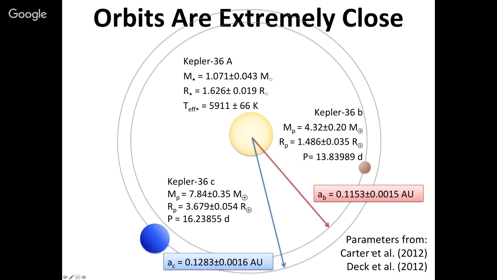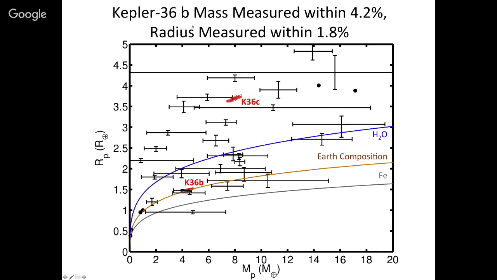And so I've been collaborating with Josh Carter and Kat Deck and Jack Lissauer essentially to revisit this record-holding planet system, to use the full baseline of Kepler data collected since these initial discovery papers to try to further refine the measured planet masses and radii. And ultimately, we measure the mass of Kepler 36b to within 4.2% relative precision, and the planet radius to 1.8% relative uncertainty. So essentially, Kepler 36b has the best constraints on its mass and density of any likely rocky exoplanet to date.